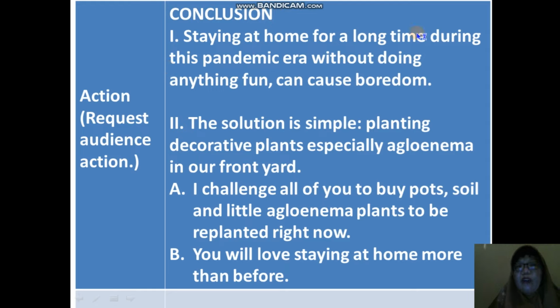Staying at home for a long time during this pandemic era without doing anything fun can cause boredom. The solution is simple. Planting decorative plants, especially aglonema, in our front yard. I challenge all of you to buy pots, soil, and little aglonema plants to be replanted right now. You will love staying at home more than before.